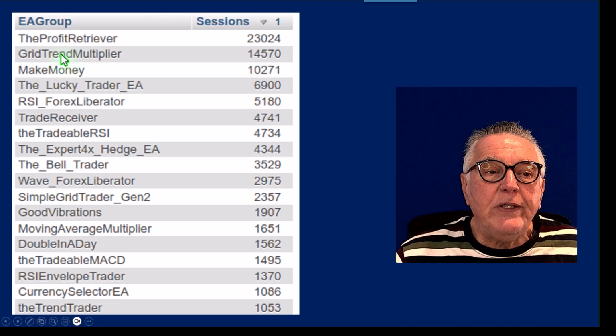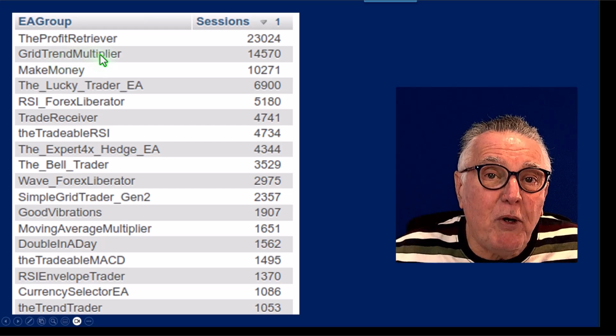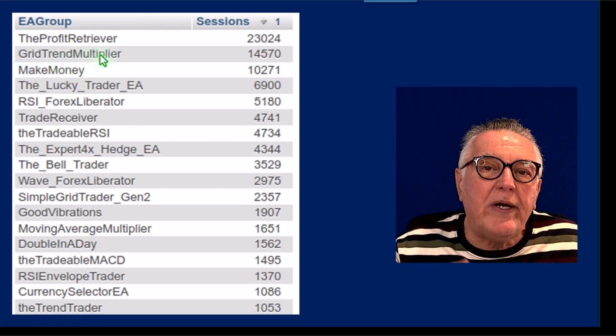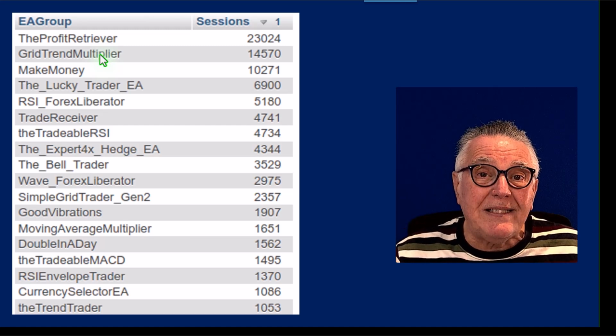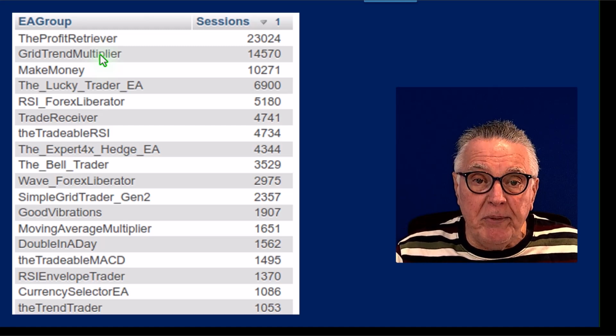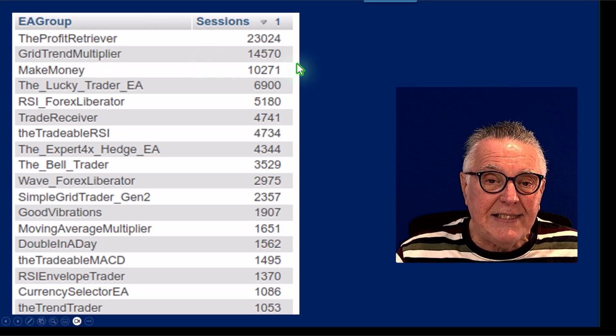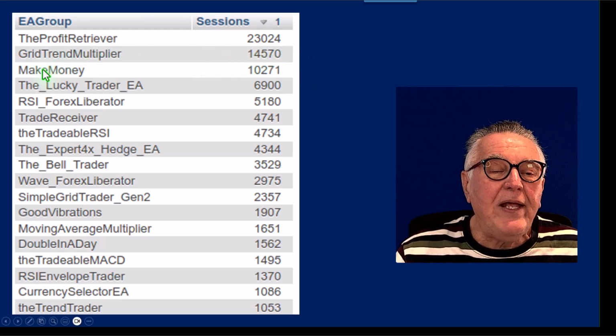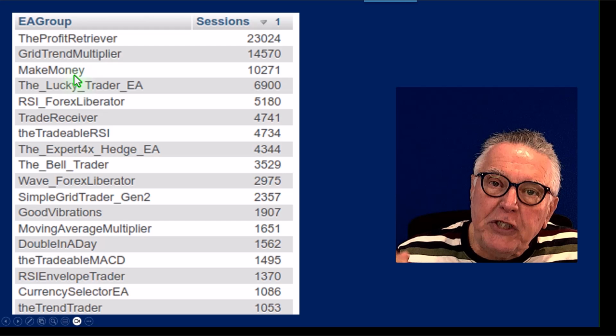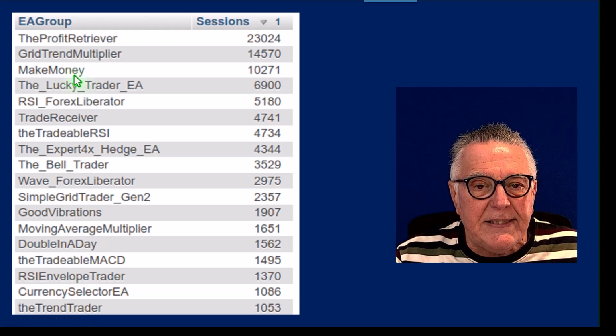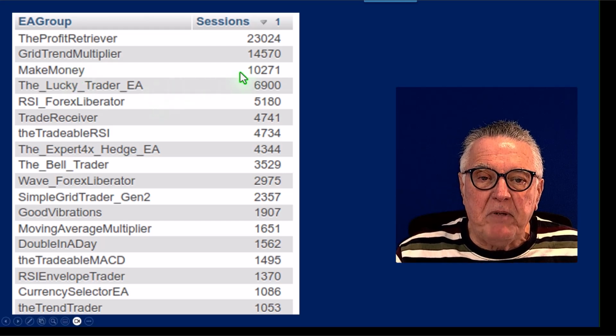Then we have the Grid Trend Multiplier, which is most probably 10 years old. It is one of our most robust EAs. It has won numerous competitions, and you can see that's at second place. And then the Make Money, again, traditionally an absolutely fantastic EA, in third place.